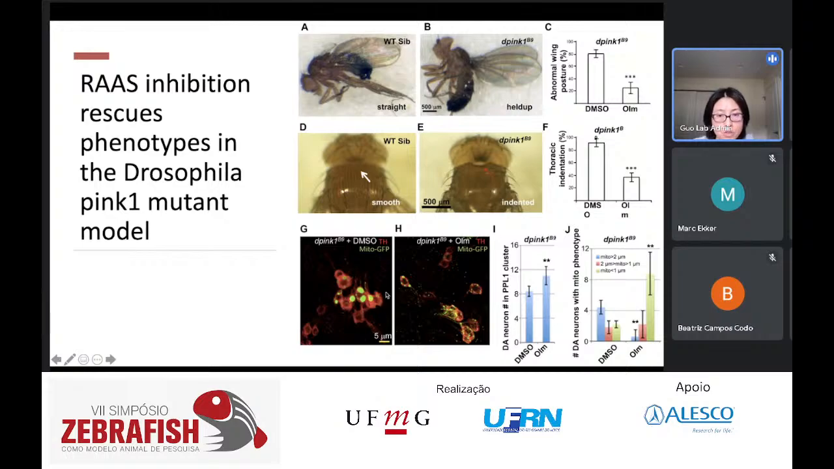The dopaminergic neuron deficit has also been partially rescued in terms of both dopamine neuron number as well as the mitochondrial appearance. You can see that in the PINK1 mutant, the mitochondria really form large aggregates in dopamine neurons, and this phenotype has been completely alleviated upon olmesartan treatment.